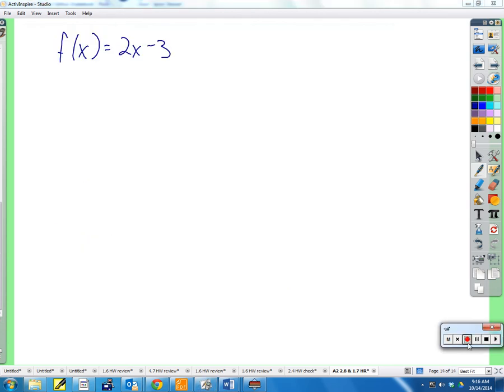Has anyone seen this kind of notation before? Yes. Answer should be yes. If not, then you forgot, or somebody didn't teach you, which I doubt. Okay. Maybe you forgot. That's okay. We're gonna talk about this notation. It's called function notation, and it's useful. It might be a little confusing at first, but you'll get used to it. It's not that difficult.